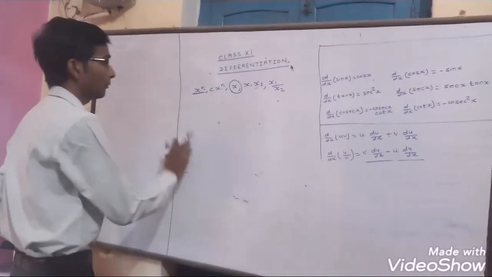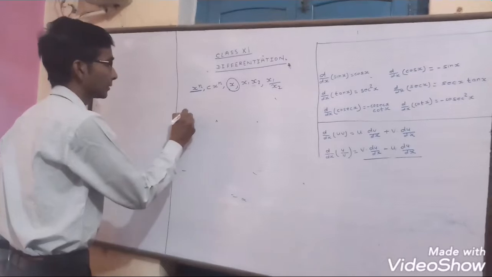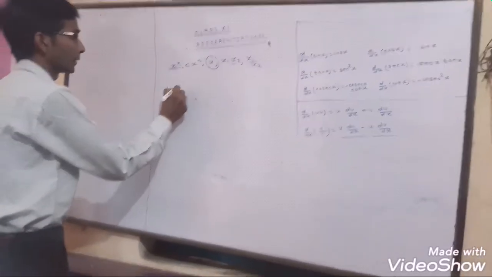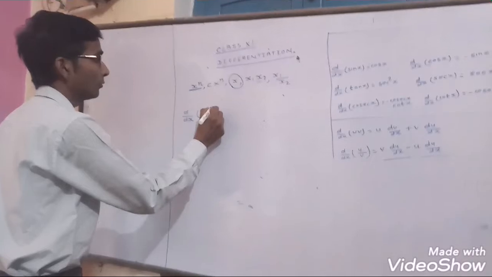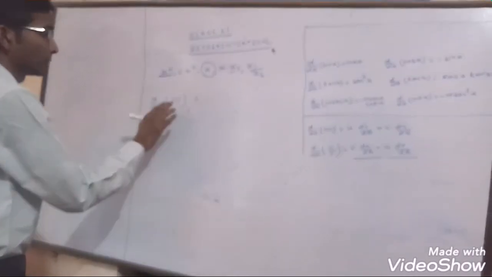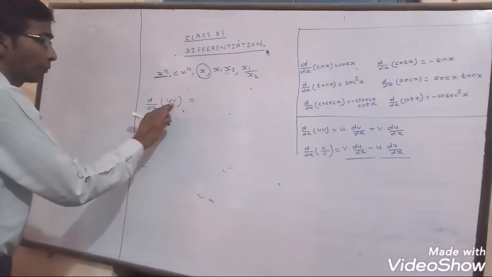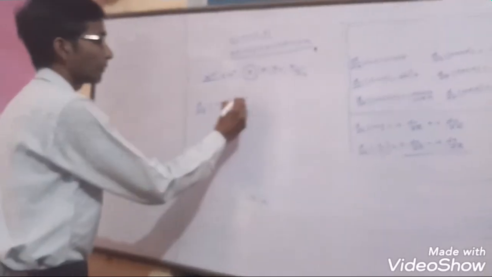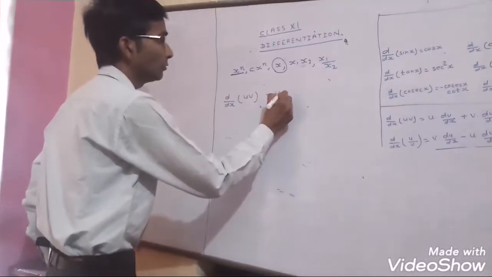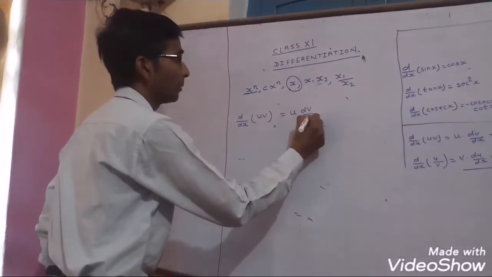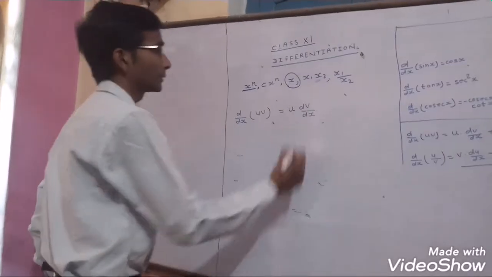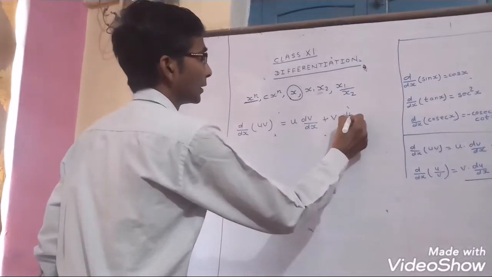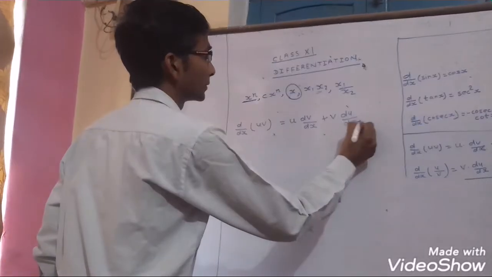Now if we have to differentiate d by dx u into v, here if we have to differentiate in a product form, then we can write it u dv by dx plus v du by dx.